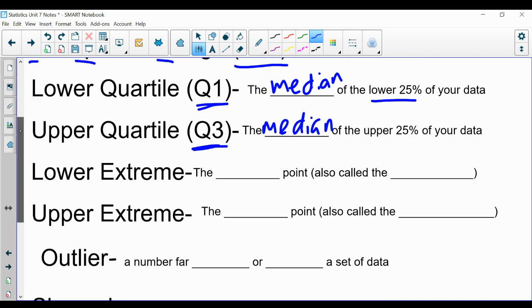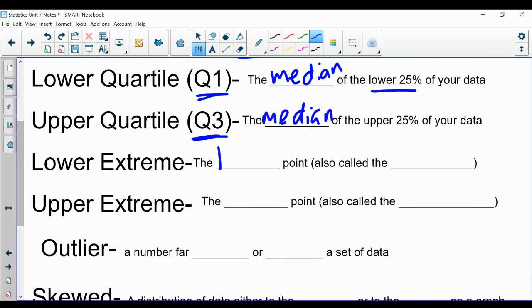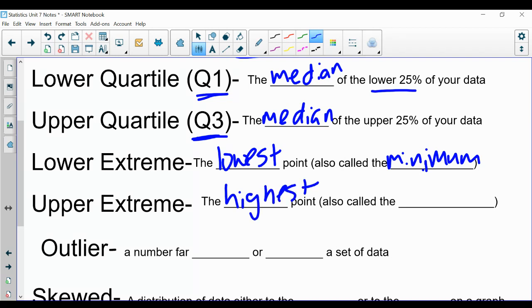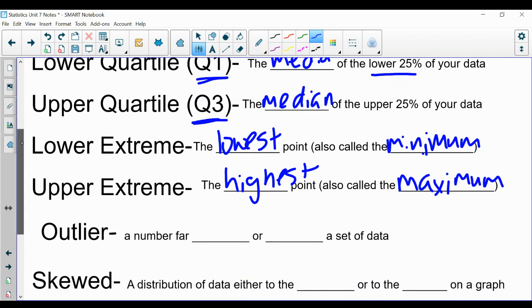Your lower extreme is going to be the lowest point. Makes sense because it's the lower extreme, and that's also called your minimum. Okay, so lower extreme is also called minimum. So what does that mean the upper extreme is going to be? Very good. The upper extreme is going to be the highest point. And that's also going to be called what? Your maximum. Very good. So upper and lowers are very easy. It's just your highest point and your lowest point.